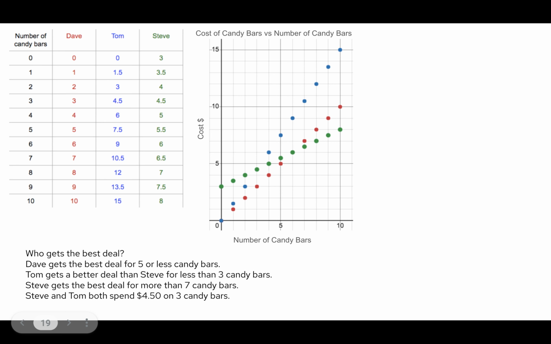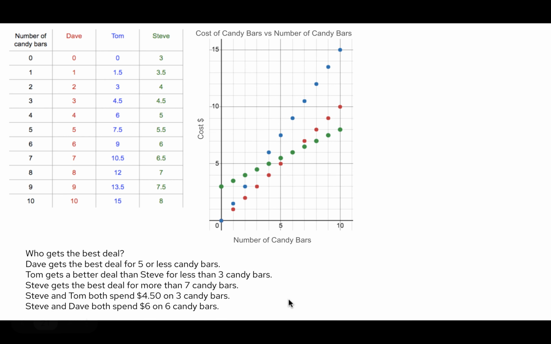And Steve and Tom both spend $4.50 on 3 candy bars. You can see that here in the table because both Tom and Steve are at $4.50. And again, that's for 3 candy bars. And here in the graph, you can see where both of the lines intersect.